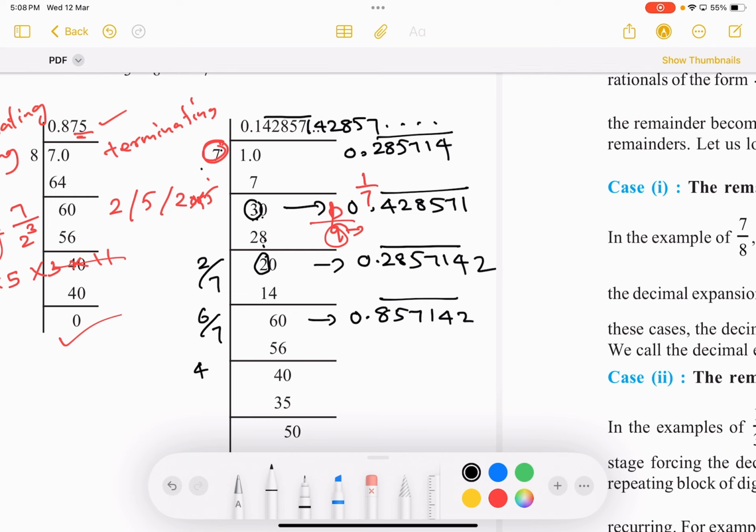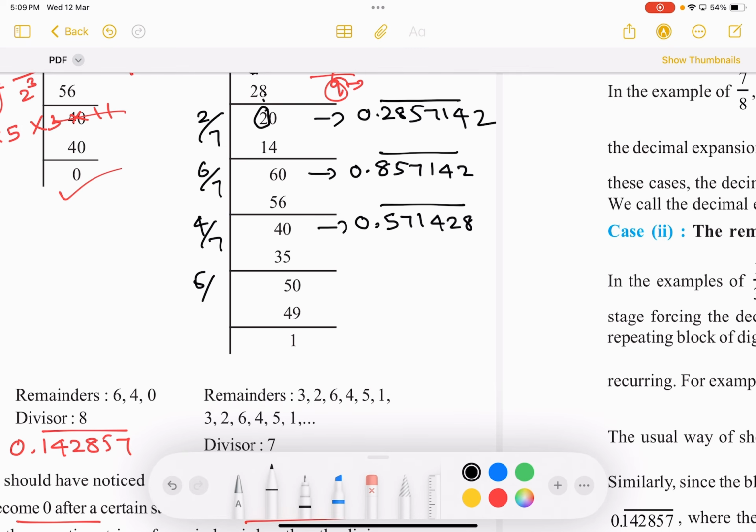So what will be the 4 by 7 answer? Starting from 5 onwards, because 5 7s are 35. So it should start from 571428. Till the next 5 comes, you have to proceed. So what is 5 by 7? 7 7s are 49, so 714285. Clear? Understood?